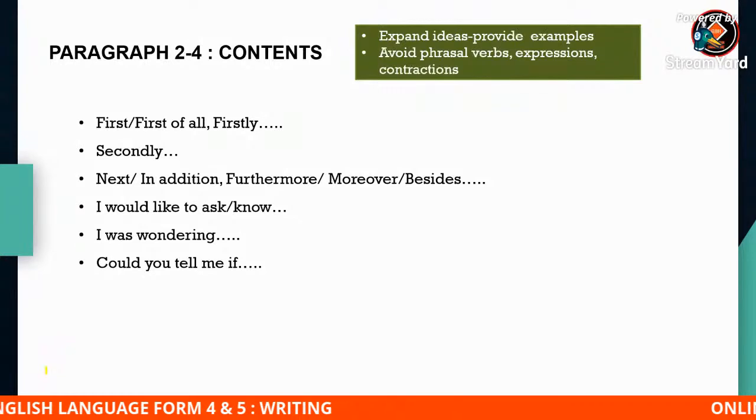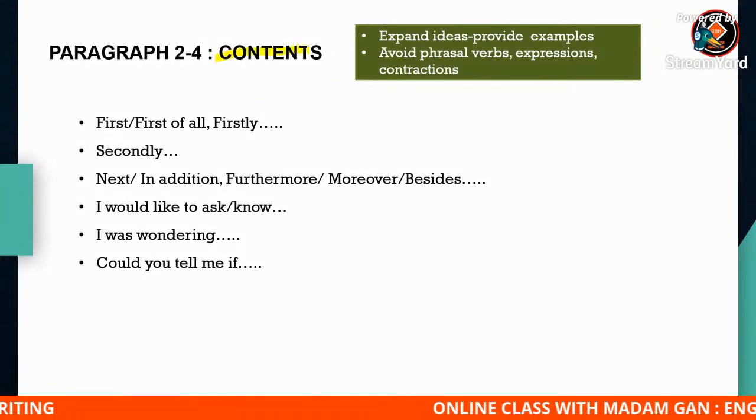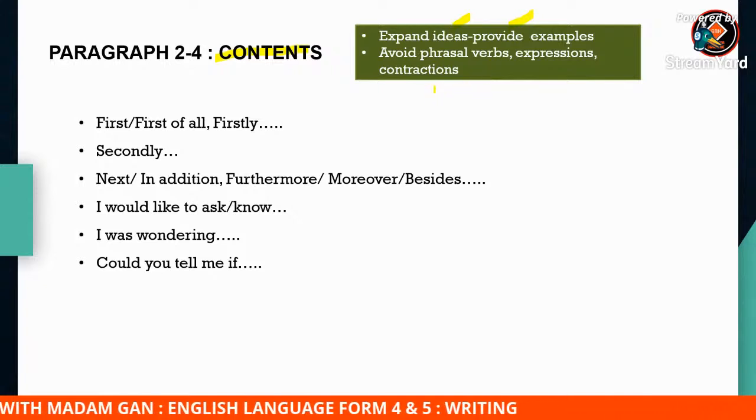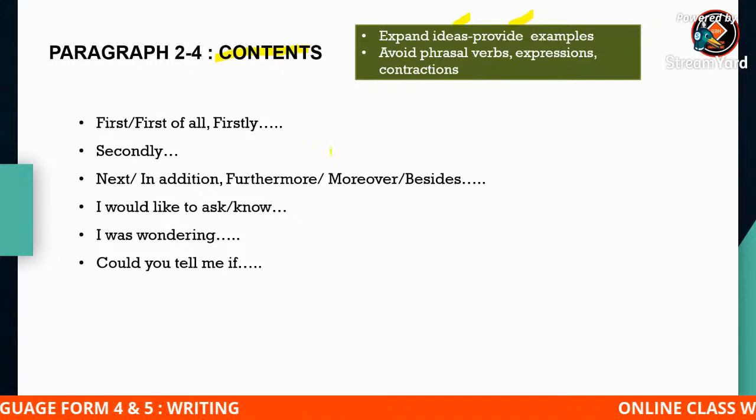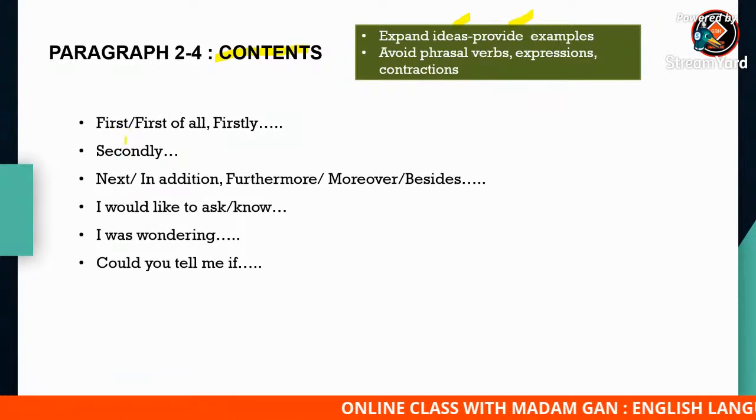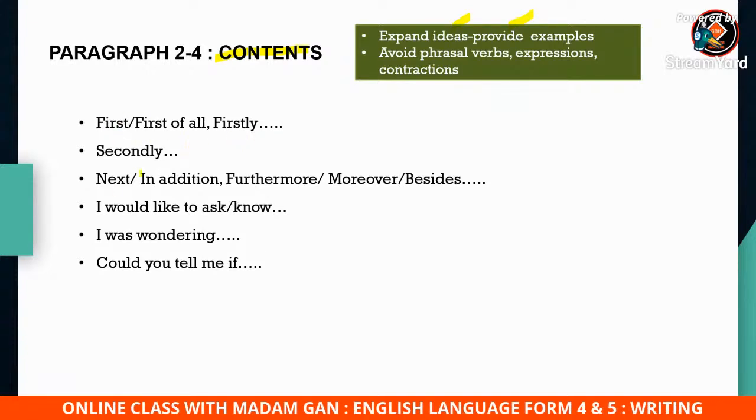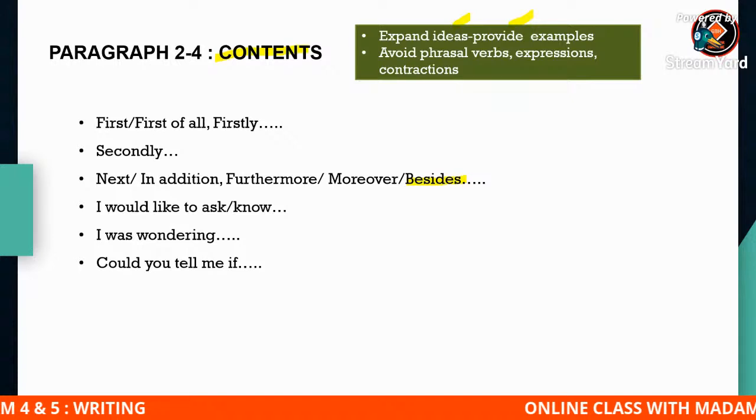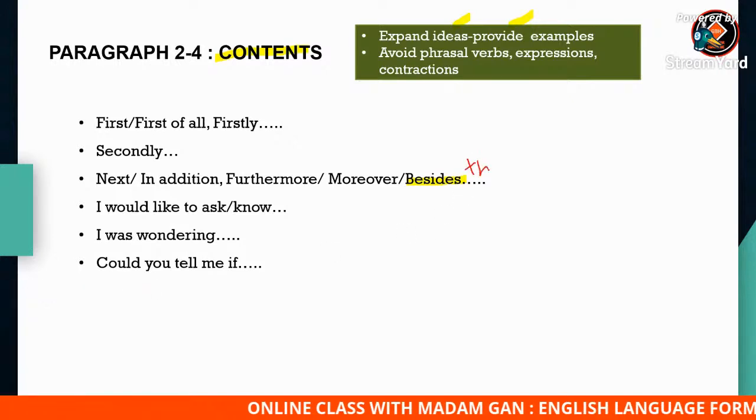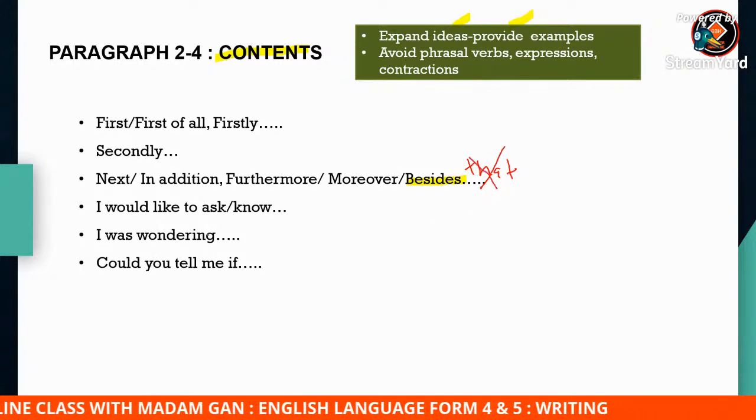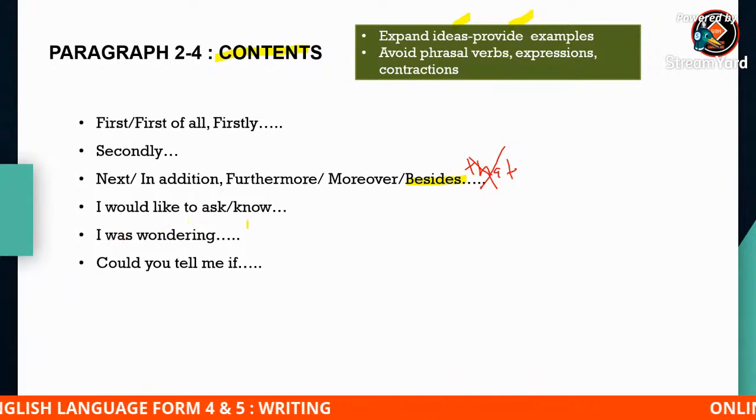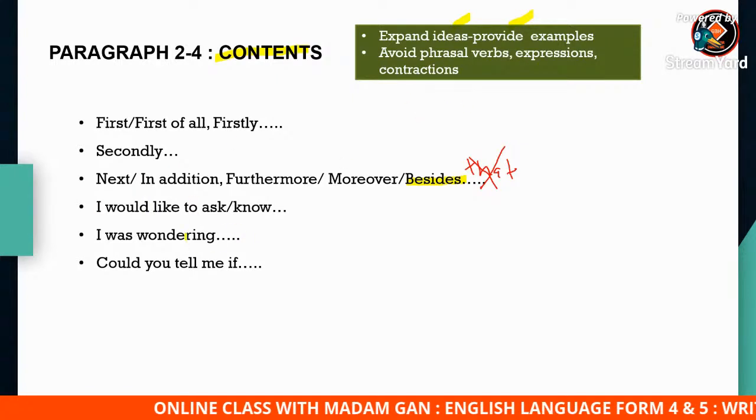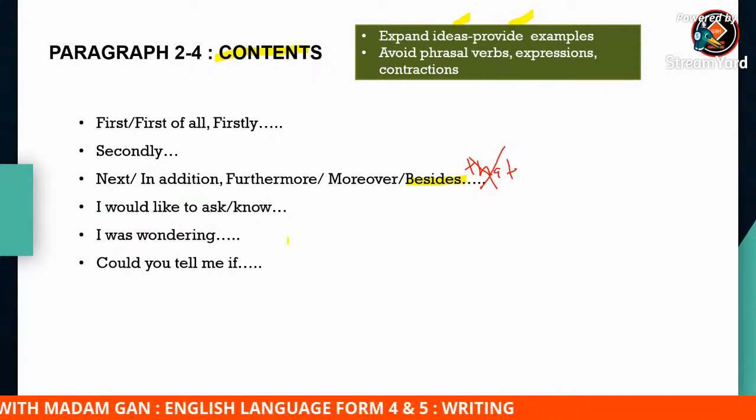Next, for paragraphs 2, 3, and 4, remember they are contents. So please expand your ideas and provide examples. Avoid phrasal verbs, avoid expressions, and avoid contractions. Remember, this is for formal writing. Don't forget all the sequence connectors and linkers. So remember to use first of all, firstly, secondly, next, in addition, furthermore, moreover, besides. Okay, be careful with besides. Don't write that. It's only besides. And then another example would be I would like to ask, I would like to know, I was wondering, could you tell me if? So if they are too informal, you have to rewrite your sentence.